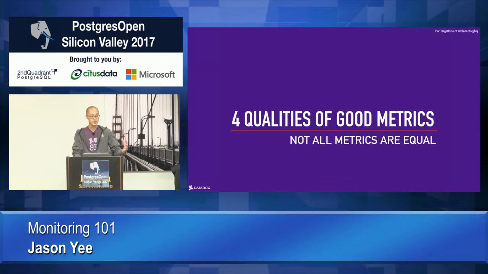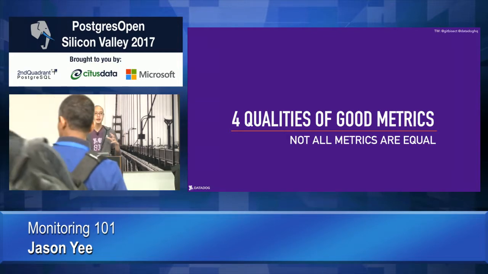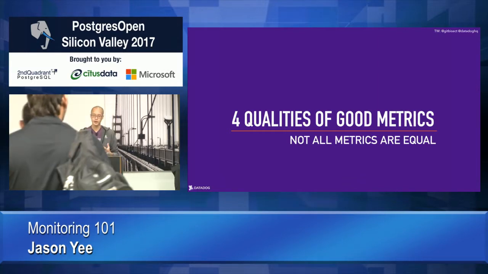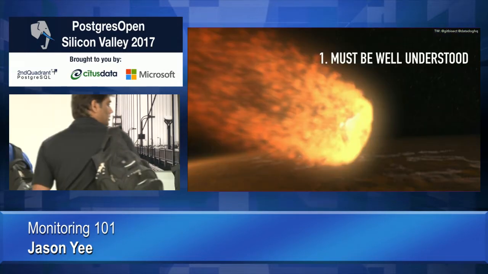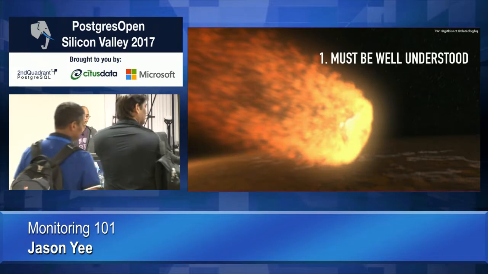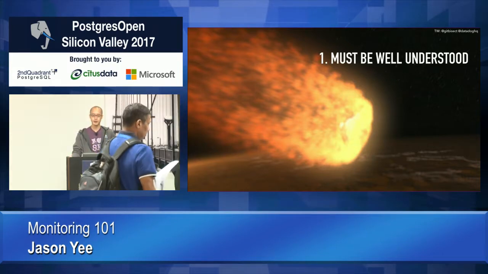So you know that you need to be monitoring. What should you be monitoring, or how should you think of that monitoring? I like to tell people that there are 4 really good qualities of metrics. You shouldn't just be collecting any old metric. You need to think about what metrics are and how to conceptualize them. The first quality of good metrics really is that they have to be well understood.